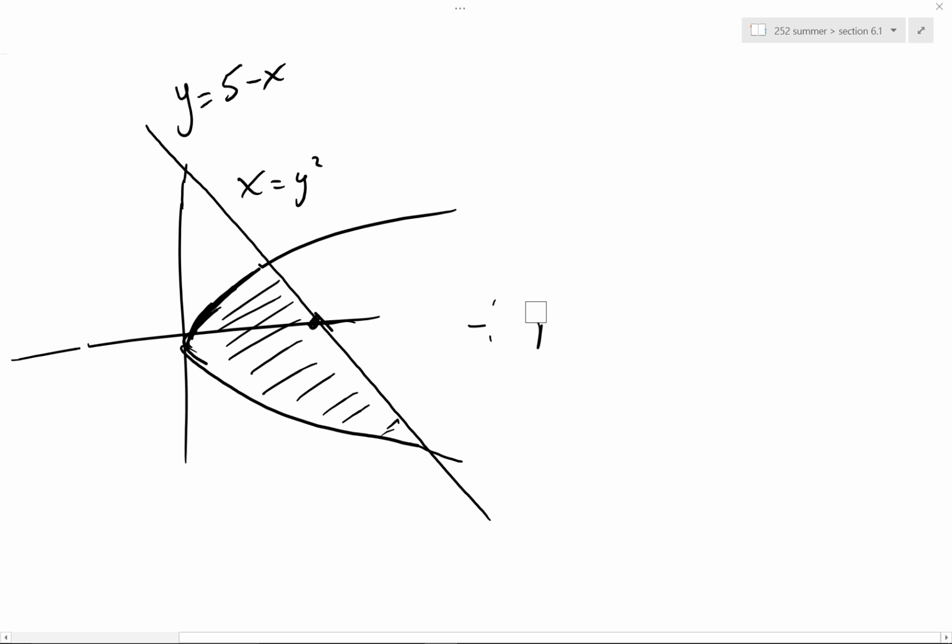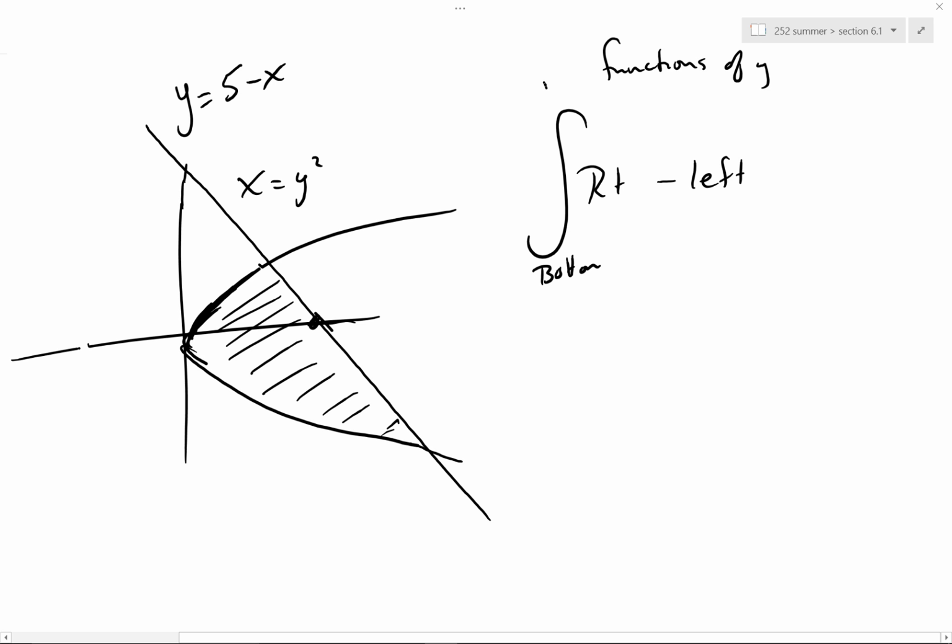When they are functions of y, what we're going to do is this. We are going to take it from this. Again, these are for functions of y. It is going to be right minus left, from bottom to top. In essence, it's exactly the same thing. Here you've got right, left, bottom, top. Not very difficult to do. Just remember, if it's a function of y, it's going to look like this.